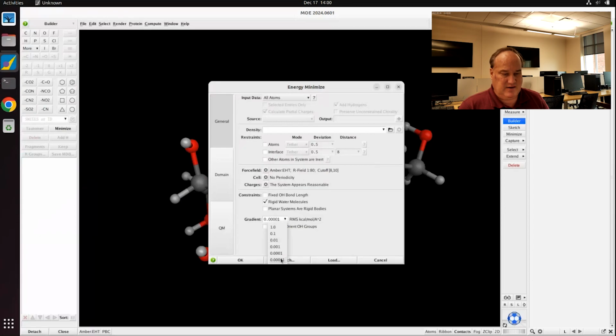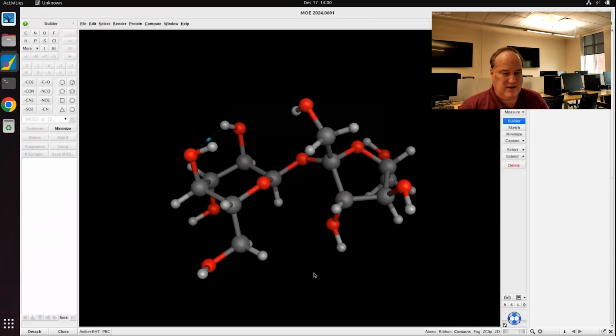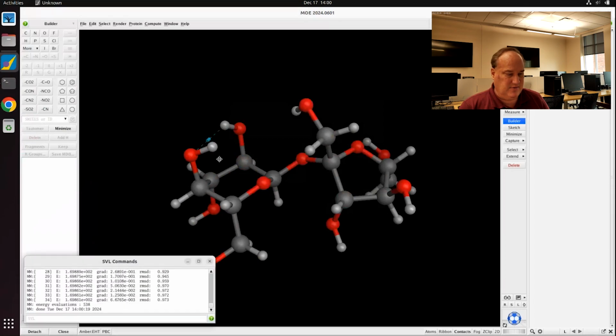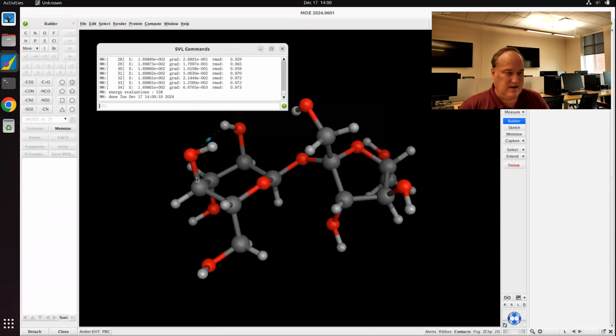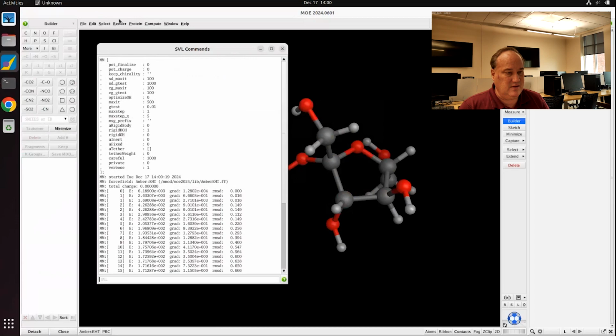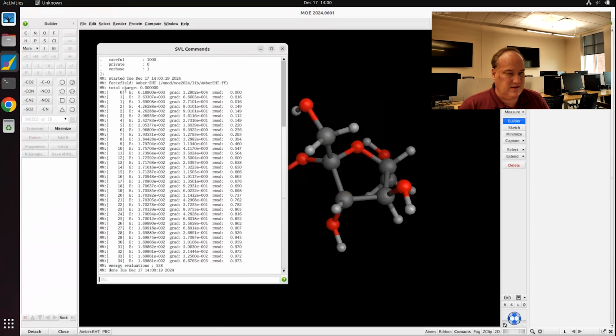I usually set it now. If we set down to this level, 1 times 10 to the minus 5 power, it's going to take forever to minimize. That's going to take too long. So I usually don't do that. I usually find that 0.01 is sufficient. And then we just hit OK, and it minimizes. We can then look at our SVL. This is kind of the console. This gives you a summary of everything you've done from the beginning.